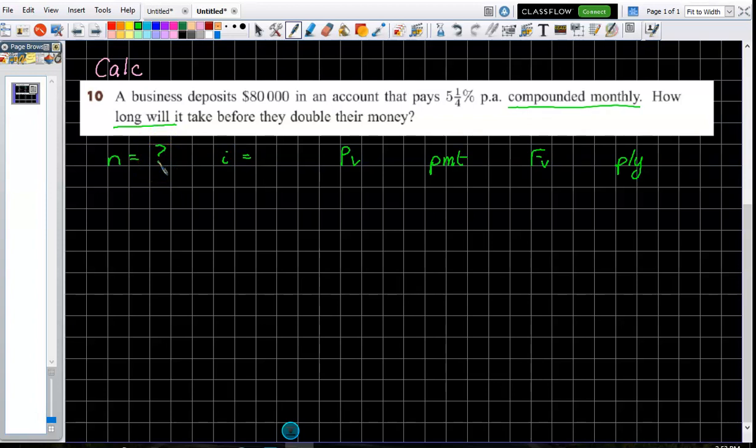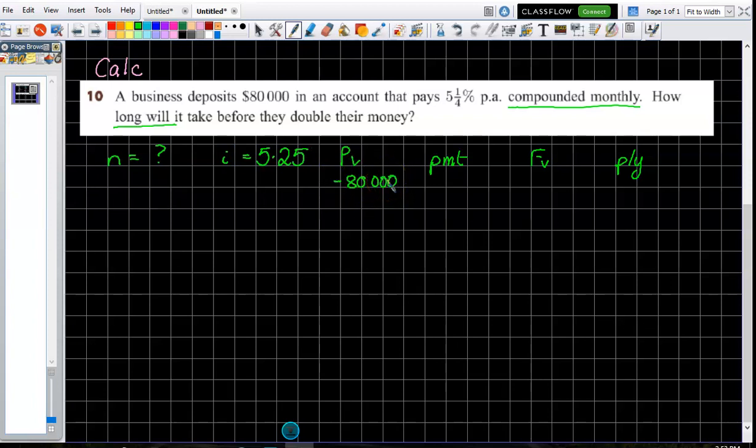What do we put for our I? 5.25. A quarter is 0.25. Your PV. Do we know what that is? Right, a business deposit's 80,000. So we put that, and that needs to be minus 80,000.